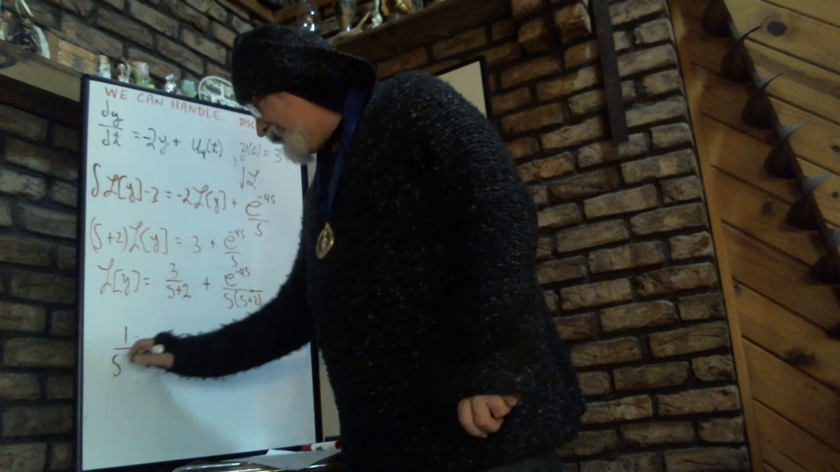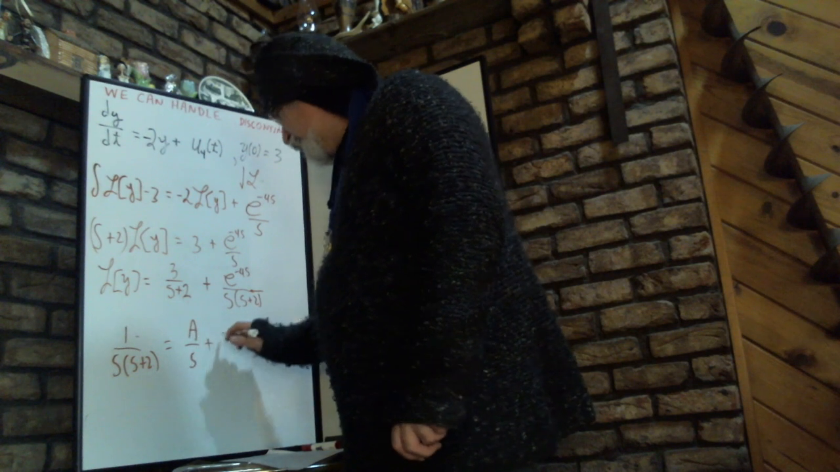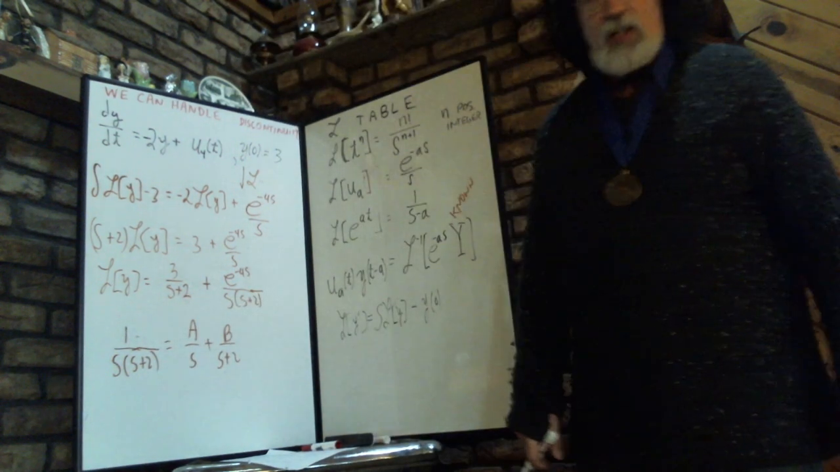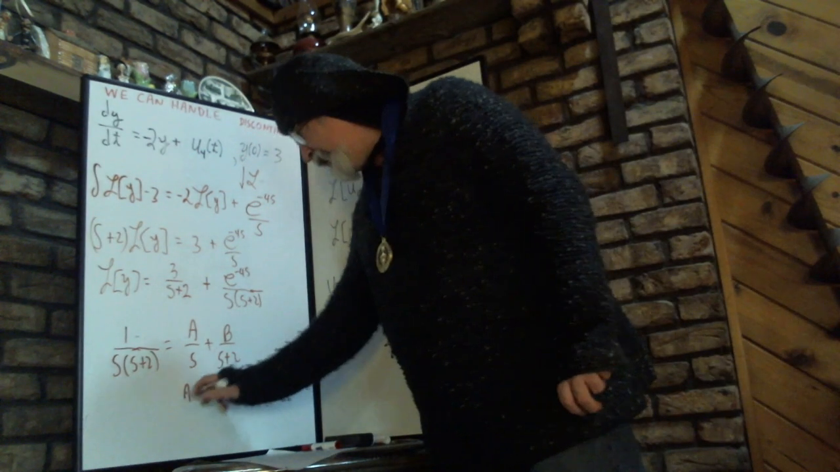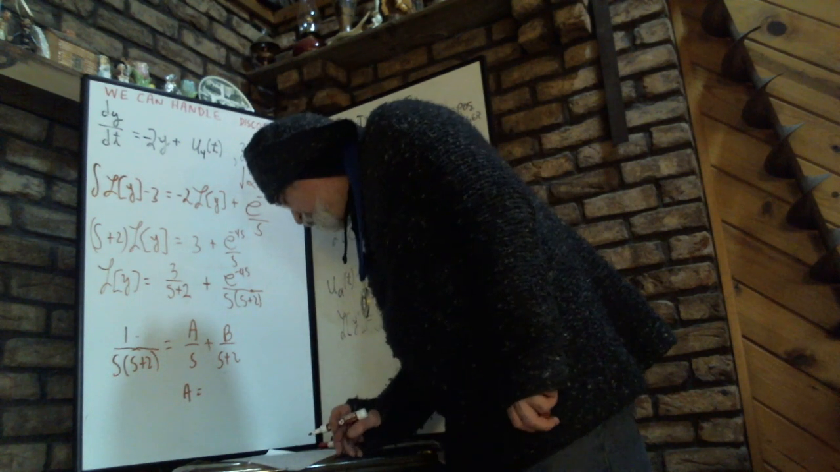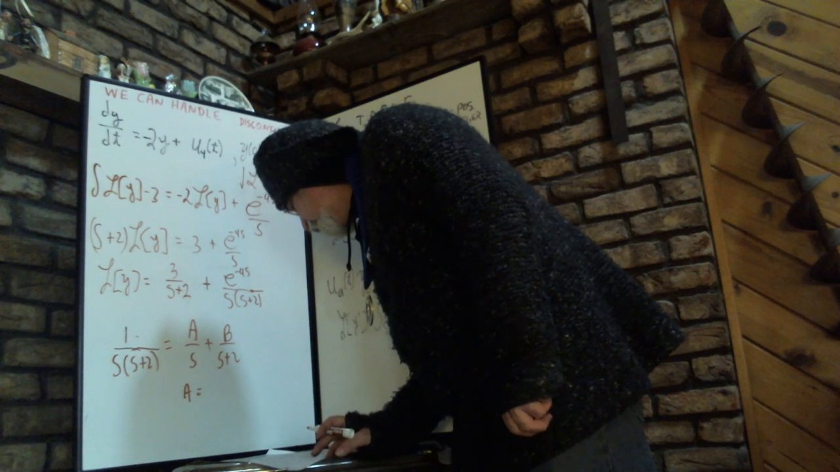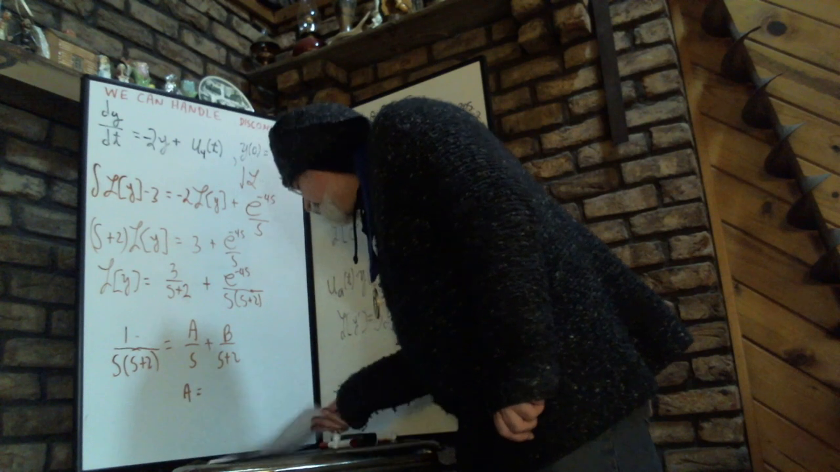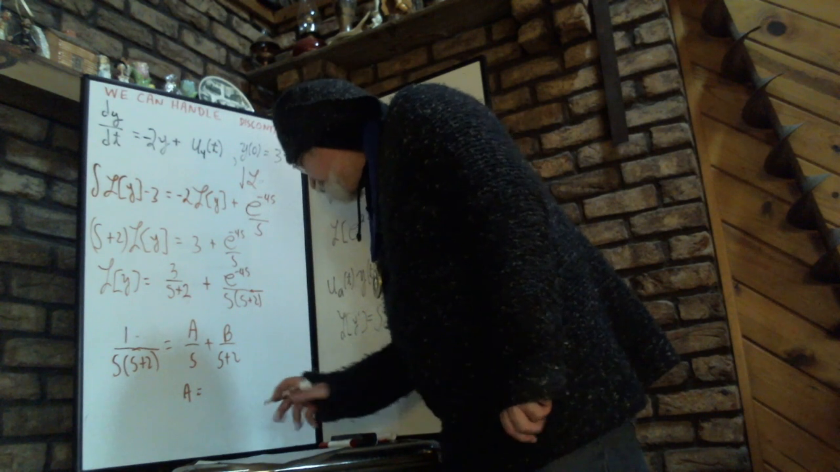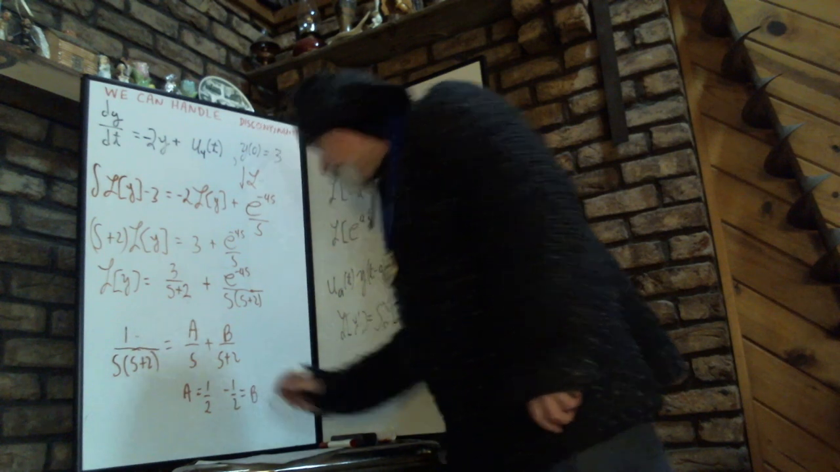It's 1 over s times s plus 2, and it's equal to a over s plus b over s plus 2. Now, believe it or not, I did the partial fractions on this. I'm going to save you the time. A, the thing that's over the s, comes out to be a half, I think. Let me make sure I got this right. It's crucial. Yeah, the 1/2 goes with the plain s, and the negative 1/2 goes with the s plus 2.